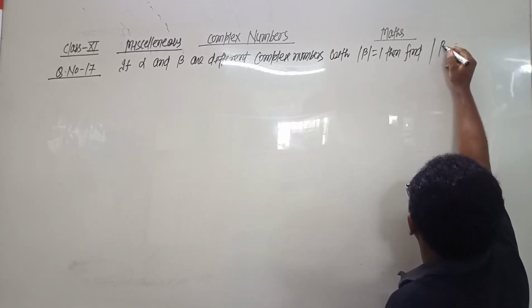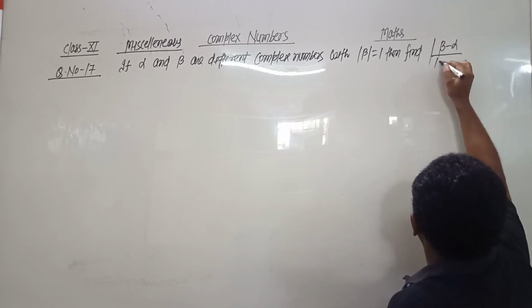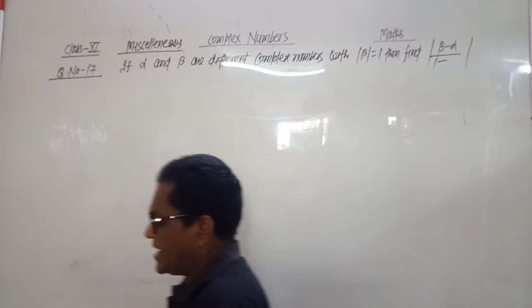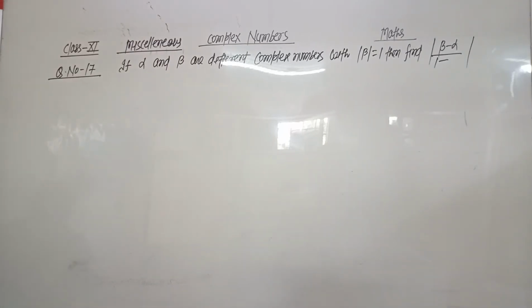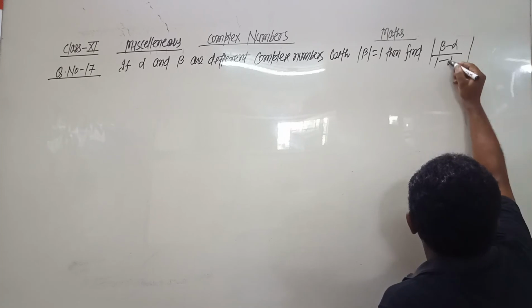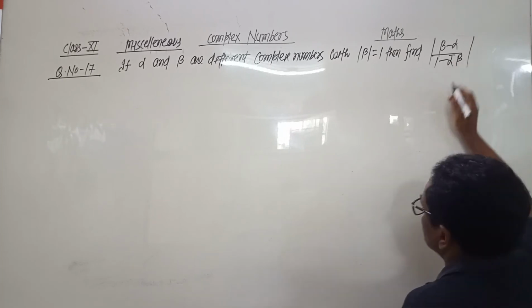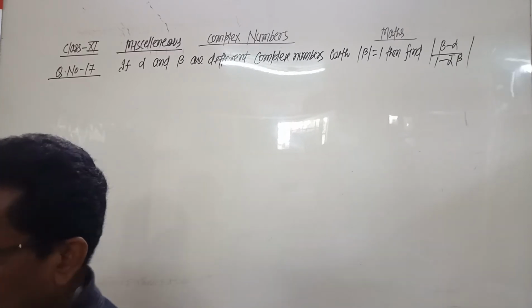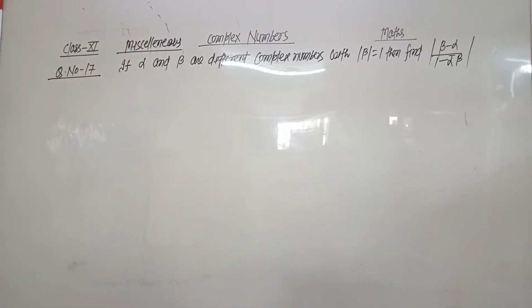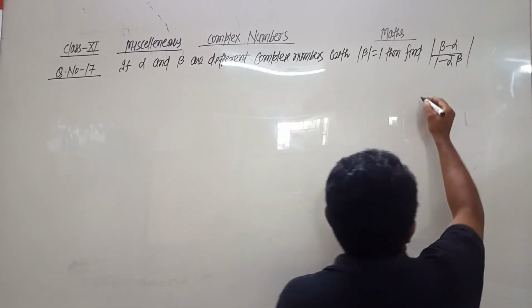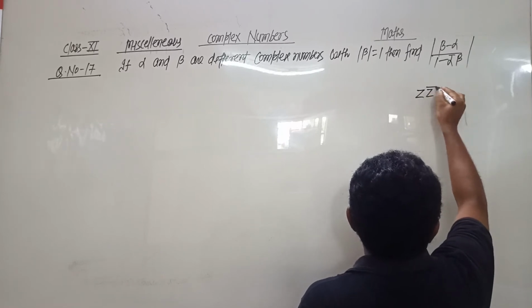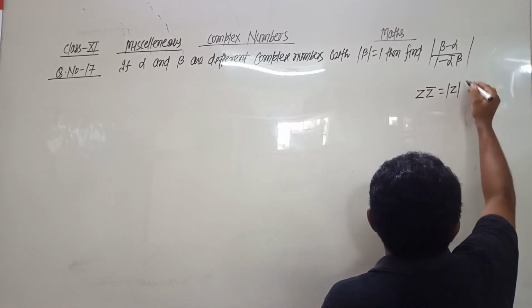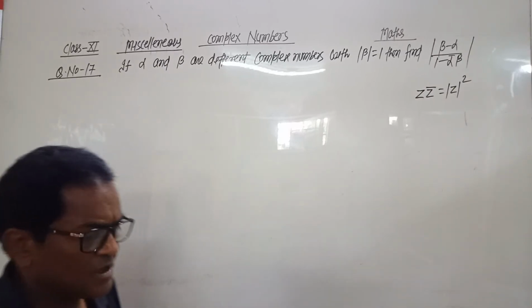mod of beta minus alpha upon 1 minus alpha bar into beta. This we have to find. So before doing this question, we derive a result that mod of z into z bar is equals to mod of z square. This formula will be used in this question.